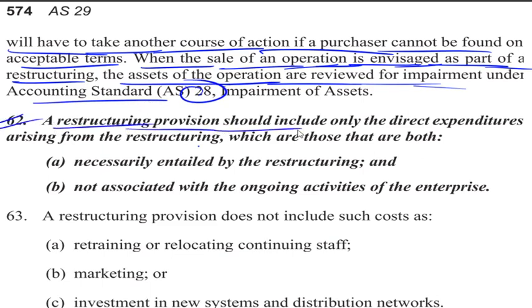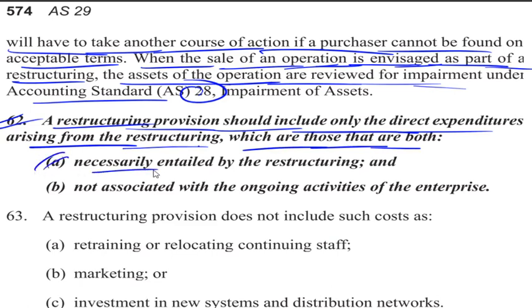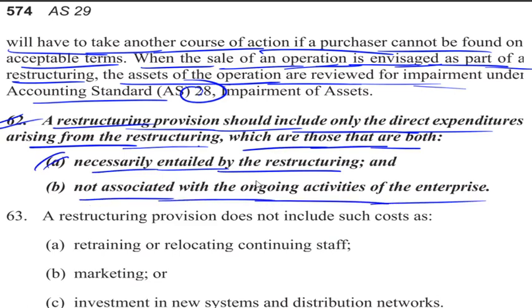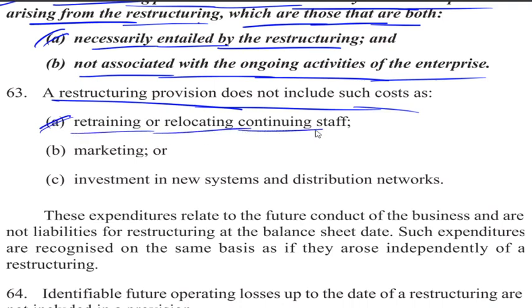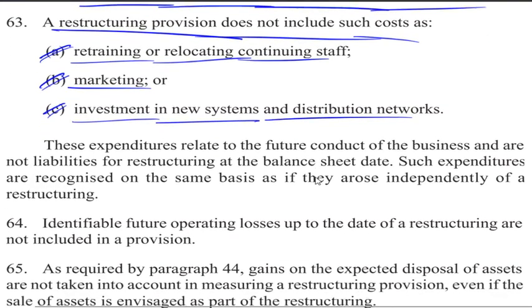Restructuring provisions should include only the direct expenditure arising from restructuring, which are those that are both necessarily entailed by the restructuring and not associated with the ongoing activities of the enterprise. Restructuring provision does not include such costs as retraining or relocating continuing staff, marketing, and investment in new systems and distribution networks.